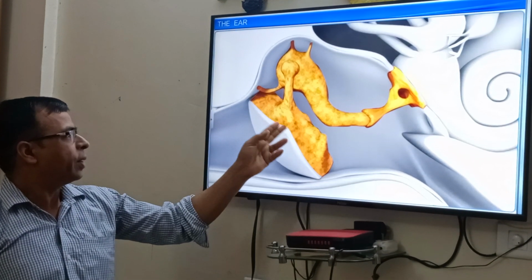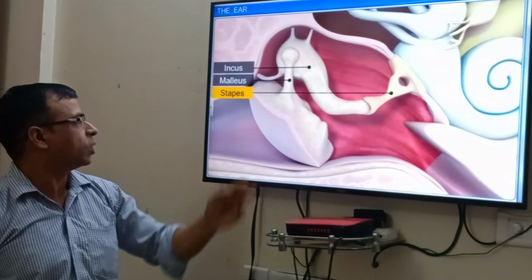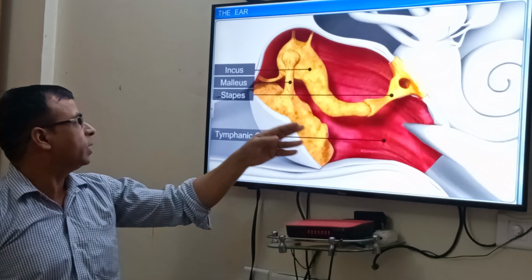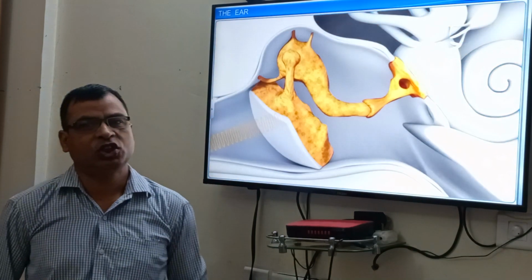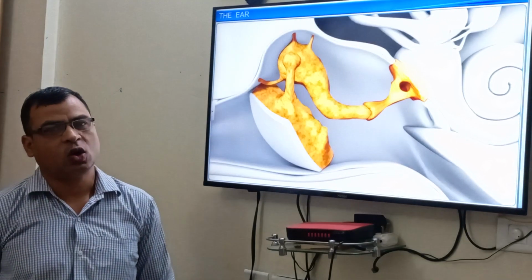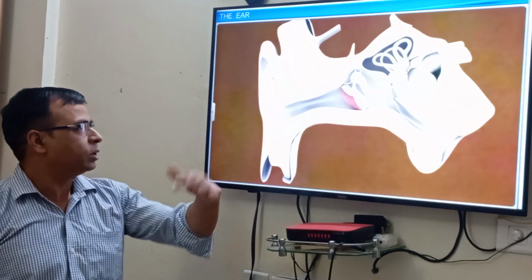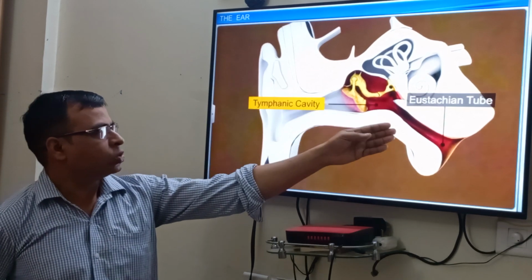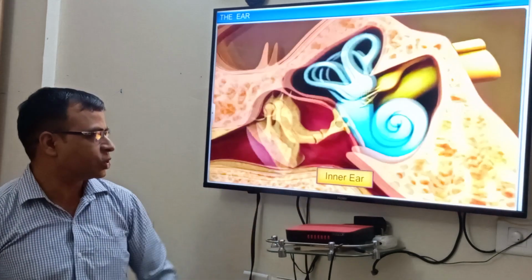They are also called the hammer, anvil, and stirrup, respectively, according to their shape. This is the tympanic cavity, and all three ear ossicles are attached in a chain-like structure, and this increases the efficiency of the sound waves and amplifies them. So it is very important, and that leads to the inner ear. There is also a eustachian tube that connects the tympanic cavity to the pharynx.